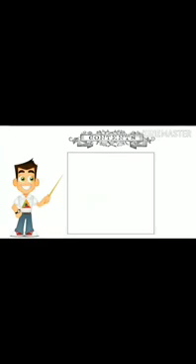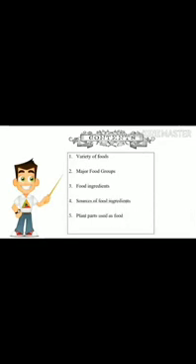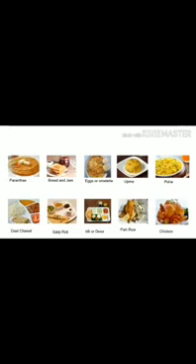Where does food come from? In this video, you will learn about variety of foods, major food groups, food ingredients, sources of food ingredients, plant parts used as food, animal food and types of animals. So to begin with, let's first study different varieties of food.